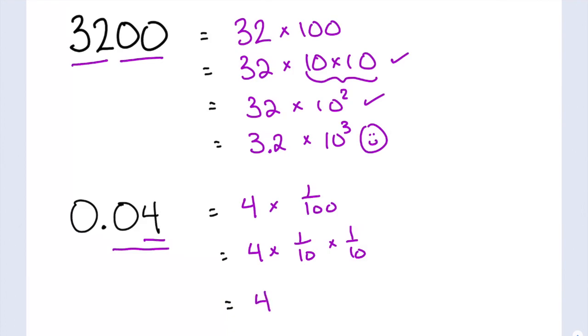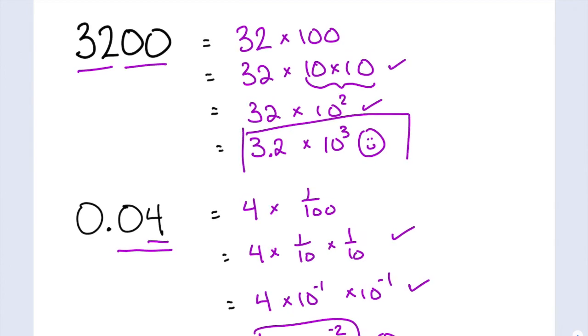I could take the 1/10 and change it into 10 to the negative 1, which is the same thing. And then I can use some of my exponent rules to combine same bases where I add the exponent. So negative 1 and negative 1 make negative 2. And once again, while I have 3 different examples of powers of 10, the last one is the one that makes me happiest. So we have 2 good examples that you could use to rewrite numbers in powers of 10.